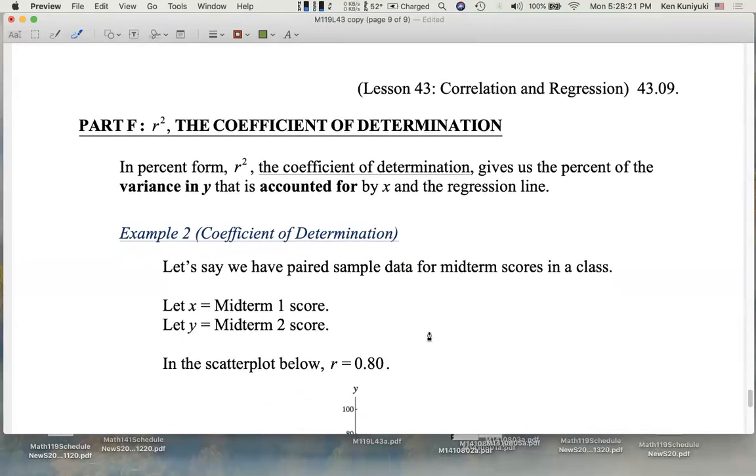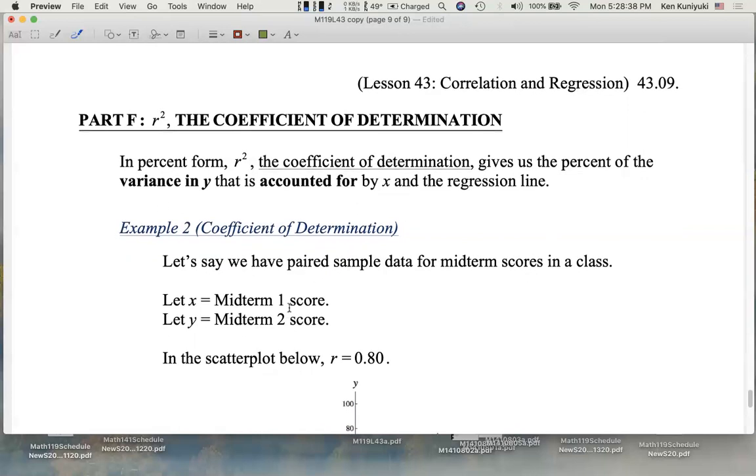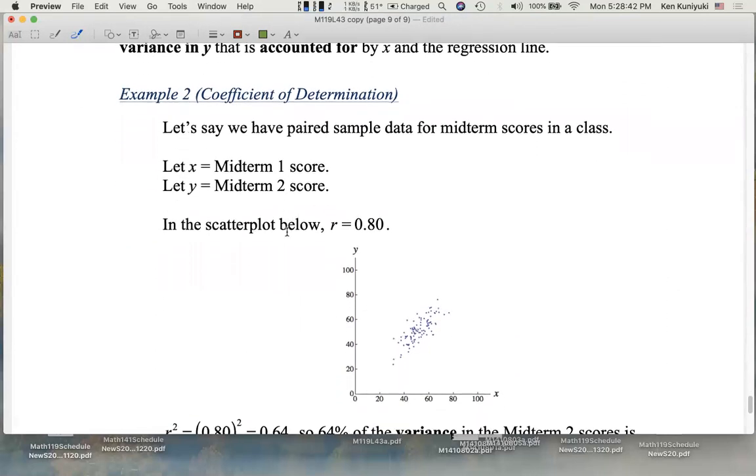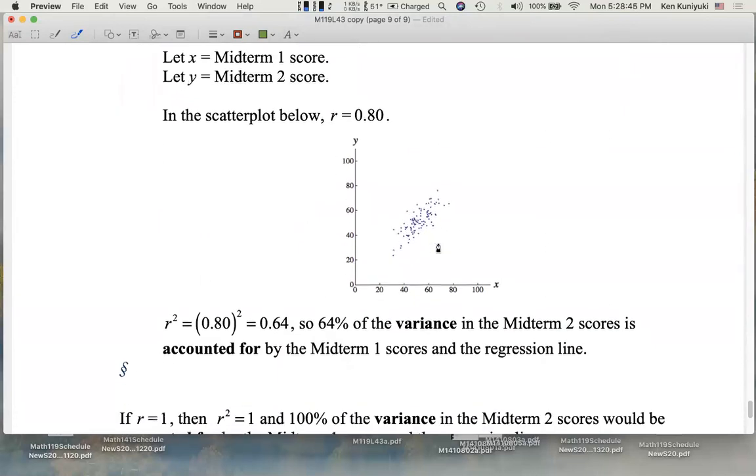Finally, remember R is the linear correlation coefficient for a sample. R squared is the coefficient of determination. In percent form, it gives us the percent of the variance in y that is accounted for by x and the regression line. So for example, let's say we have the midterm 1, midterm 2 situation. In the scatter plot below, r equals 0.80. This is more typical for what I see in a calculus test at UCSD.